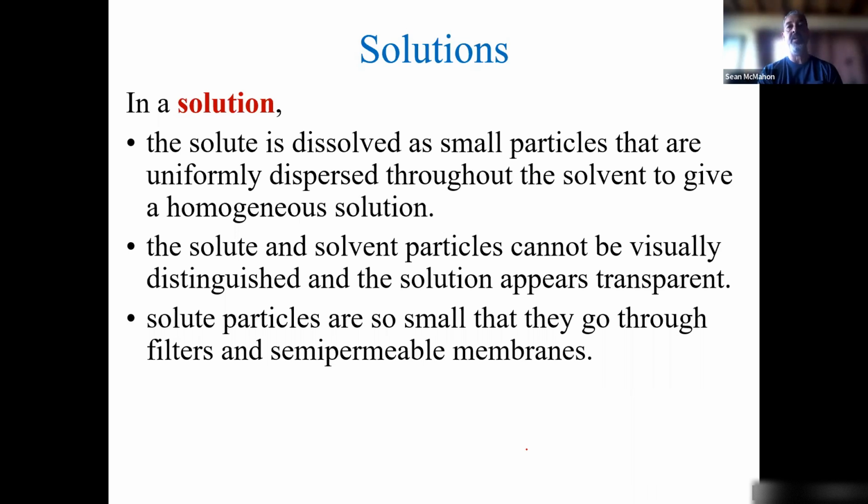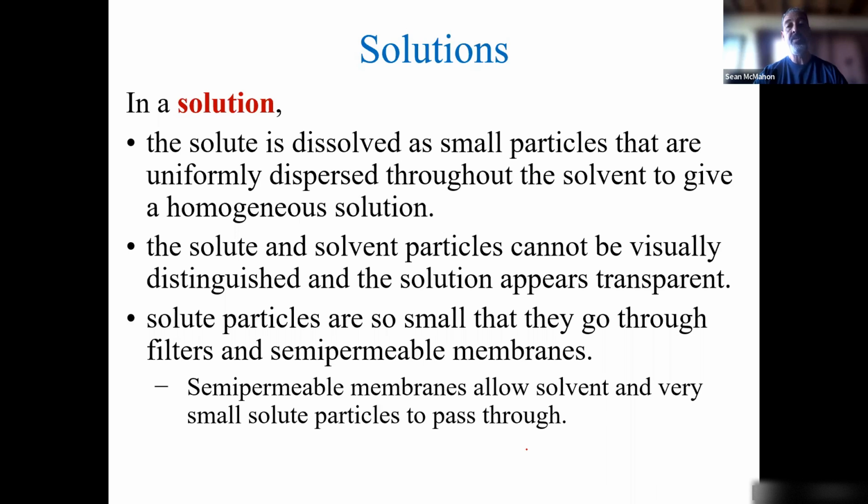When you think of filter paper, that's a macro thing, so the pores are really large compared to a semi-permeable membrane. An example of a semi-permeable membrane is a cell membrane. Solute particles are so small they can go through cell membranes. You can think of sodium and potassium. They can easily flow through cell membranes. So semi-permeable membranes allow solvent and these small solute particles to pass through. They pass through filters because the gaps in the filter are so large, they can easily fit through.